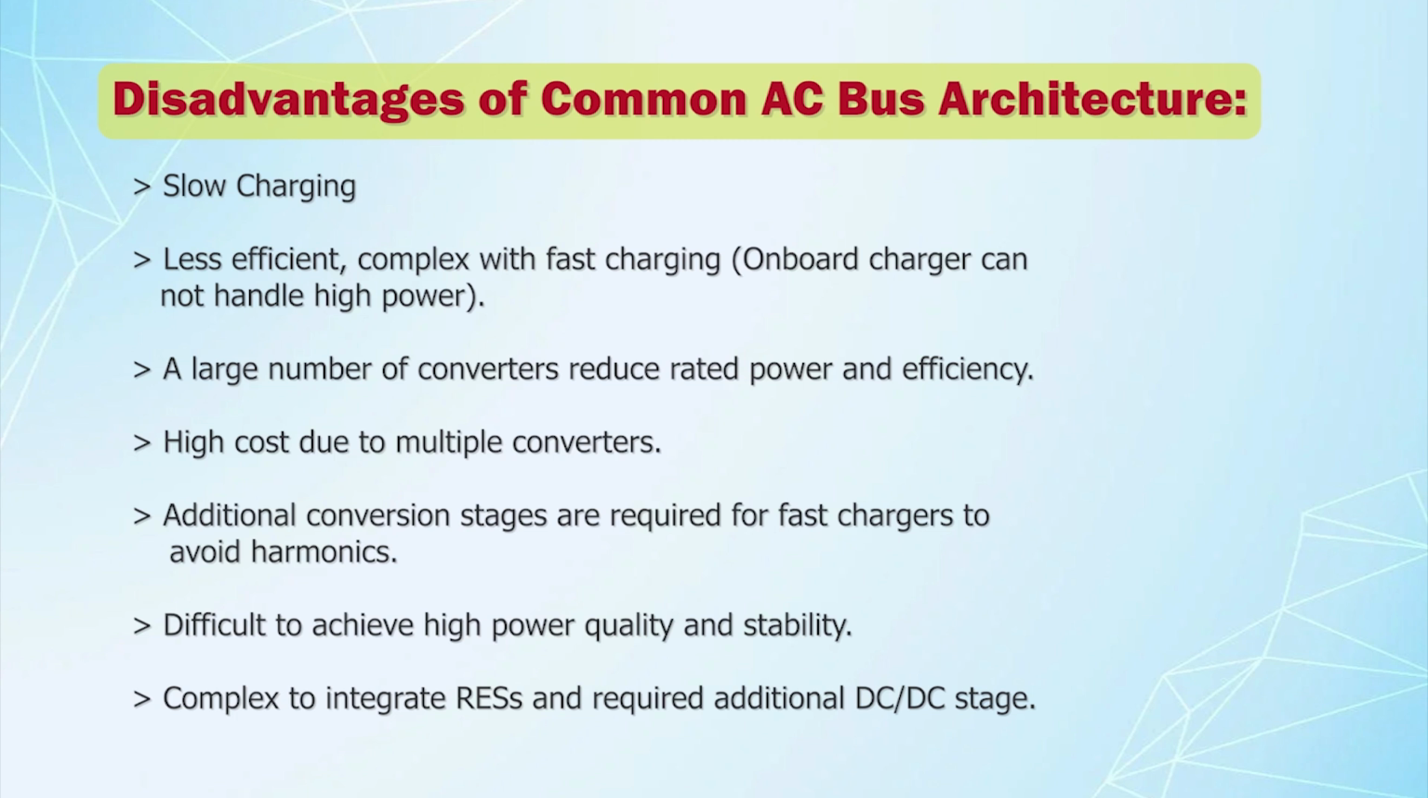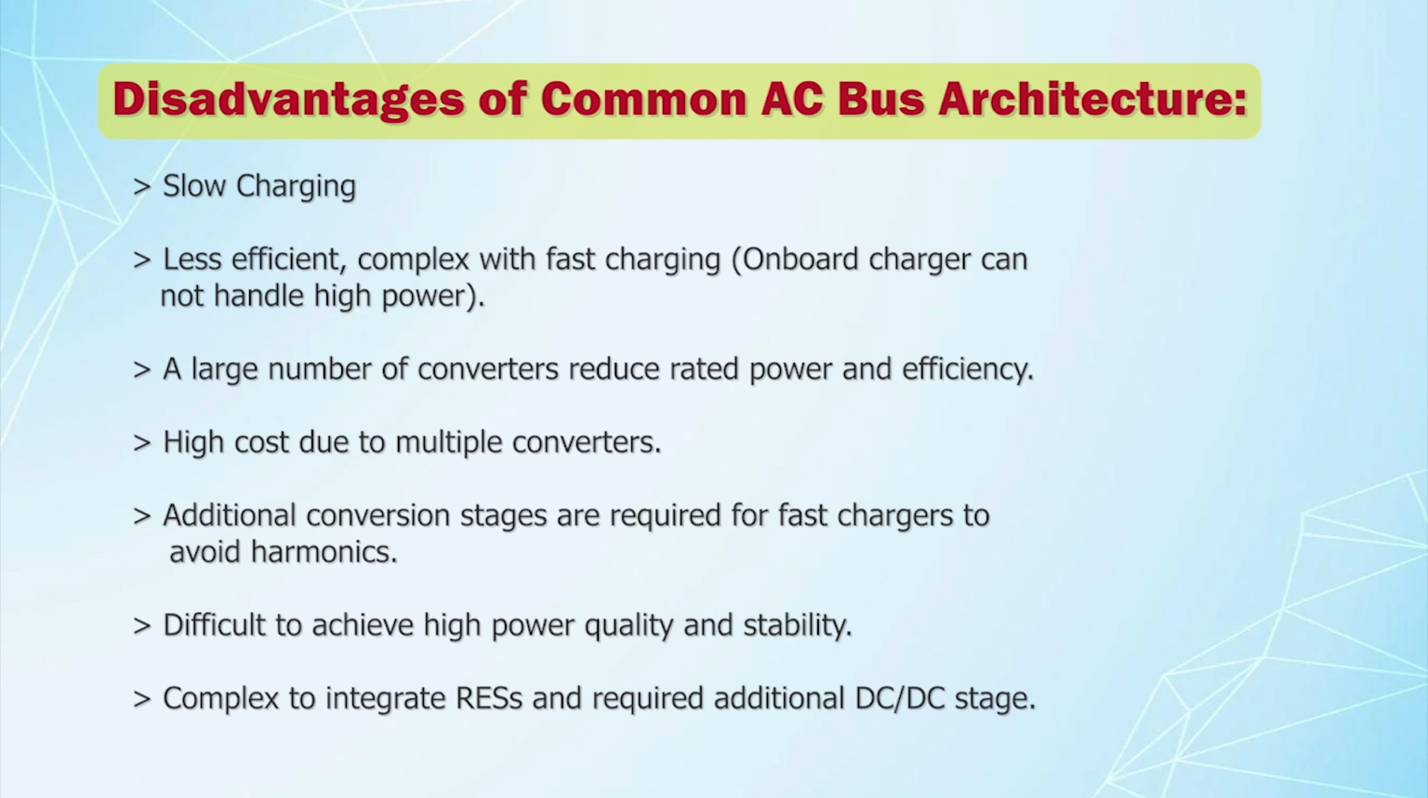As soon as the number of stages is increased, we will have low efficiency across these devices which are used for conversion from AC to DC and DC-DC. High cost due to multiple stages or multiple converters. Additional conversion stages are required for fast chargers to avoid harmonics. The same converters can be utilized to mitigate these harmonics.